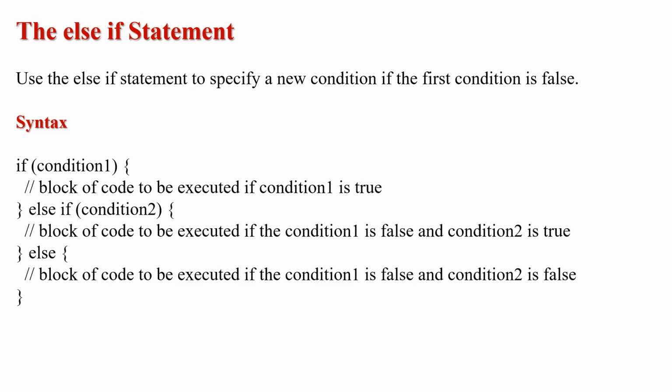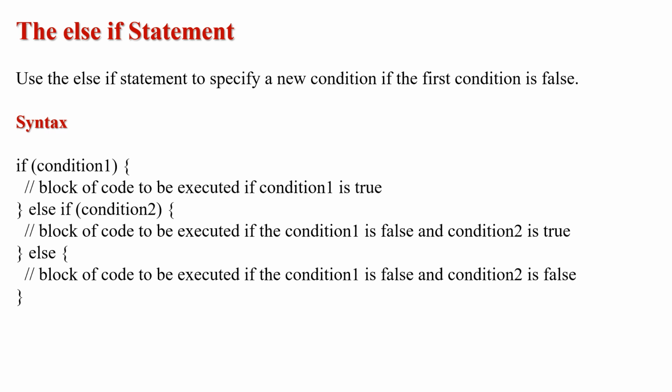Next one is the else if statement. The else if statement is used to specify a new condition if the first condition is false. In the simple if, if the condition is true, it will execute the block, otherwise it exits. In the else, if the condition is false, it executes the else block. Whereas in the else if, if the first condition is false, then it goes to the else. Again it has one if statement.